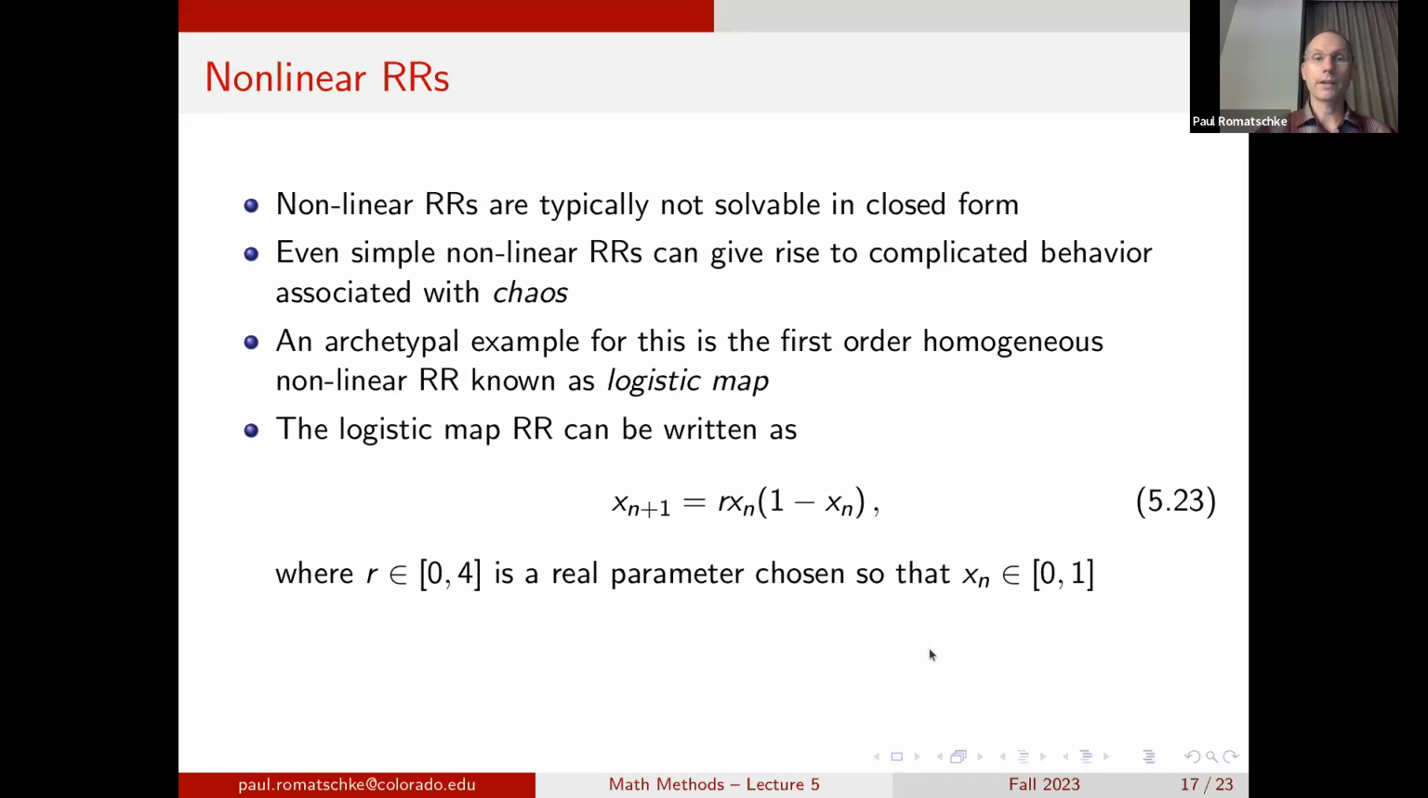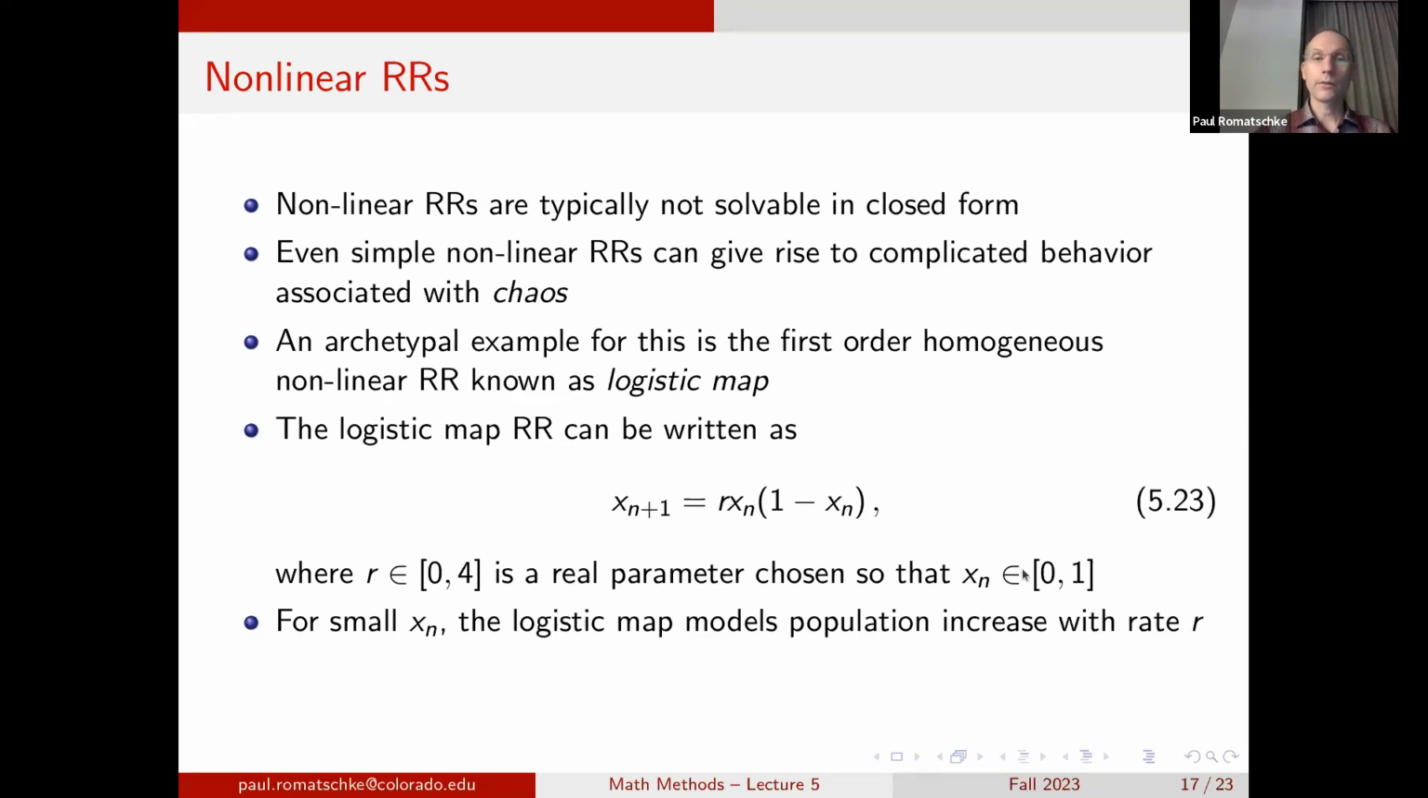The logistic map can be written in the form given in equation 5.23, where x_{n+1} is r, some constant, times x_n times (1 minus x_n), where this parameter r is chosen in the range from 0 to 4, such that the real variable x_n is in the range from 0 to 1.